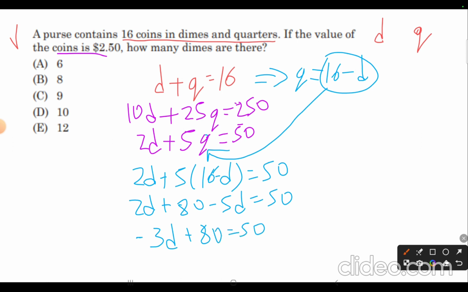Let's subtract 80 from both sides. We have negative 30, and when we divide by negative 3 on both sides, we have 10. This is our answer. If we have 10 dimes, it means we have 6 quarters. You can check it.